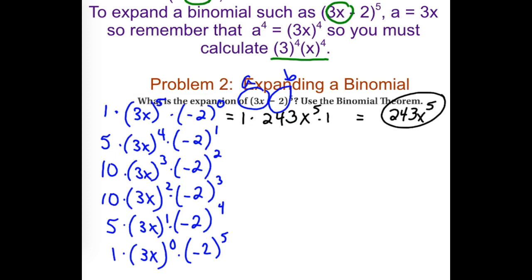My next term, I have a 5. I have a 3x being raised to the 4th power. What's 3 to the 4th? 81. So I have an 81x to the 4th. And then negative 2 to the 1st power is negative 2. And if I multiply all those, let's use some common sense here. What's 5 times negative 2? 5 times negative 2 is negative 10. Negative 10 times 81 is negative 810x to the 4th. Okay, that's the second term of my answer.